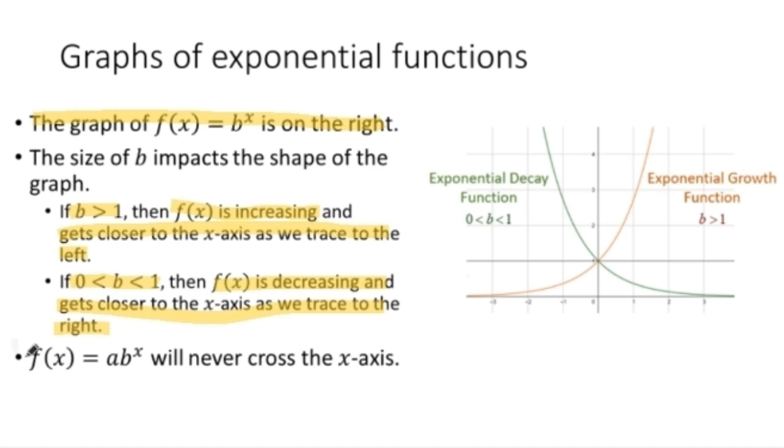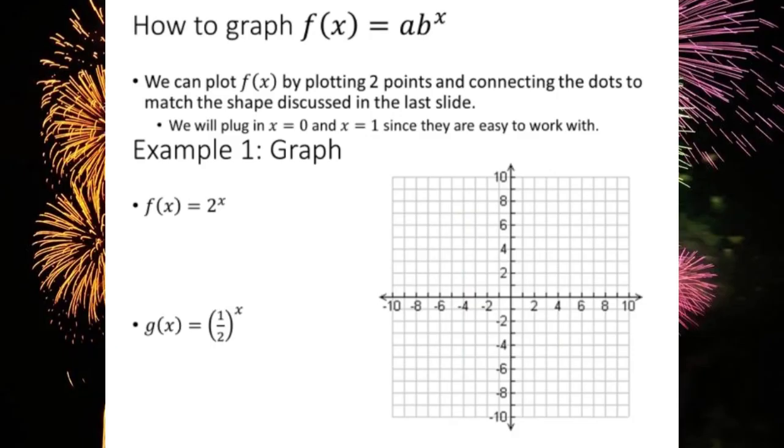One important detail to keep in mind about the graph of f(x) = a·b^x is that it will never cross the x-axis. So these functions have no x-intercepts. Next, we're going to take a look at how to graph f(x) = a·b^x.